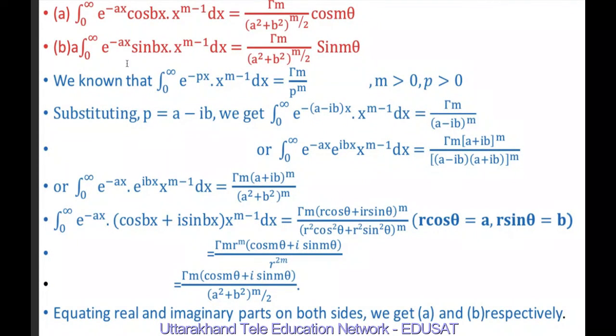Now we will prove that the integral from 0 to infinity of e^(-ax) cos(bx) x^(n-1) dx is equal to gamma(n) upon (a² + b²)^(n/2) cos(nθ), and the integral from 0 to infinity of e^(-ax) sin(bx) x^(n-1) dx is gamma(n) upon (a² + b²)^(n/2) sin(nθ).